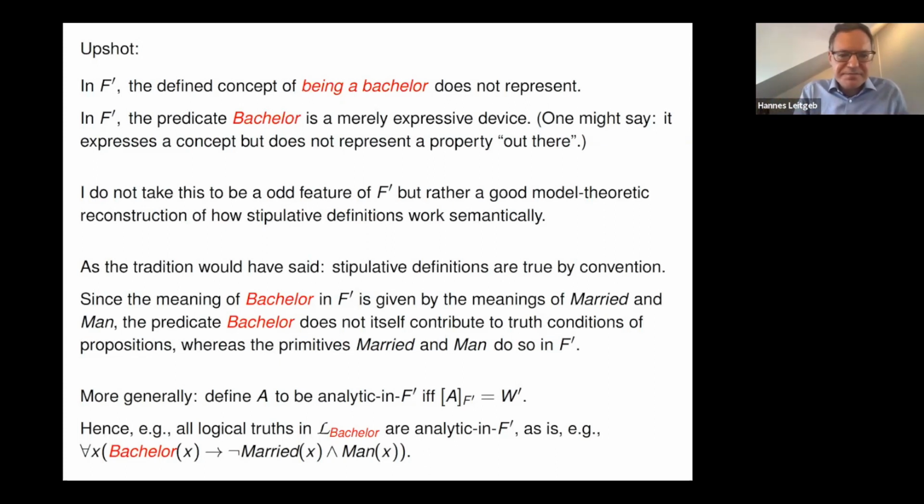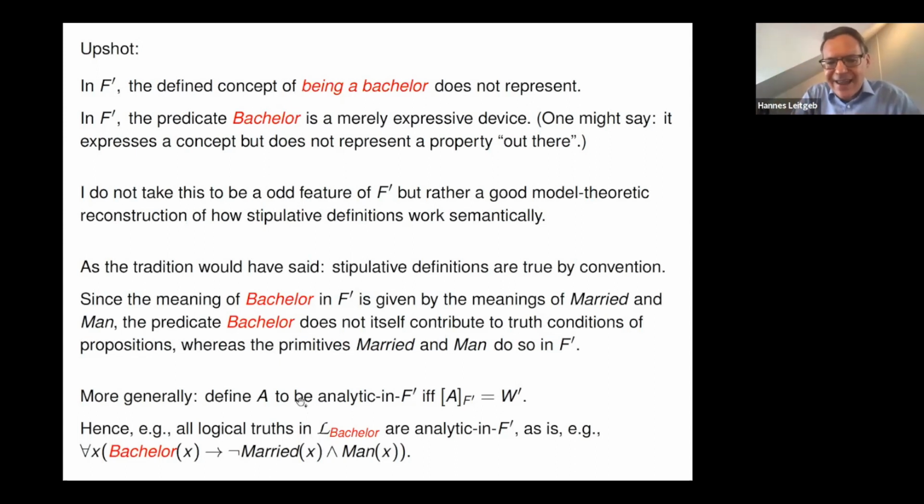So the meaning of bachelor in that framework is given by the meanings of married and man ultimately, okay? The primitives, married and man, these predicates, they are not merely expressive devices, but bachelor is, okay? It's, as it were, a shorthand that helps us in a convenient way to express propositions, okay? But it doesn't do anything more than that, okay? The primitive terms, they do more than that, okay? And now you get the idea.